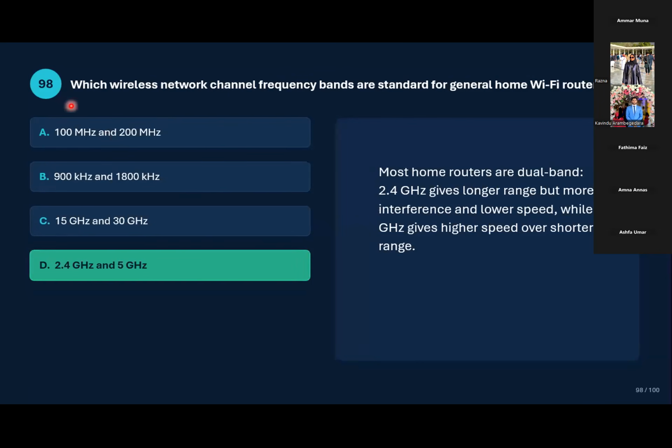And the next question is, which wireless network channel frequency bands are used as standard for general home Wi-Fi routers? So most home routers are dual band, like 2.4 gigahertz and 5 gigahertz. So 2.4 is longer range and lower speed, while 5 gigahertz is higher speed and shorter range.